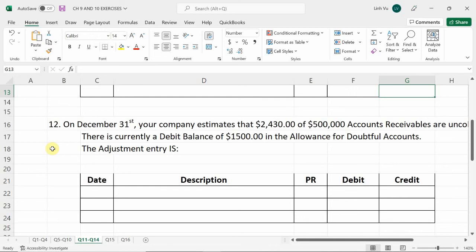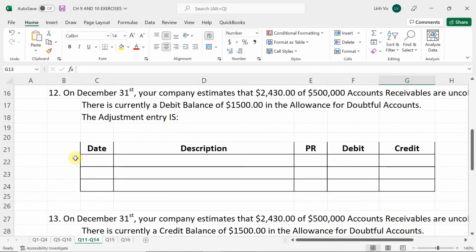Question 12. If on December 31st, your company estimates that 2,430 of a 500,000 accounts receivable is to be uncollectible, and there's currently a debit balance of $1,500 in the allowance for doubtful accounts, so the adjustment entry is... Balance sheet method.